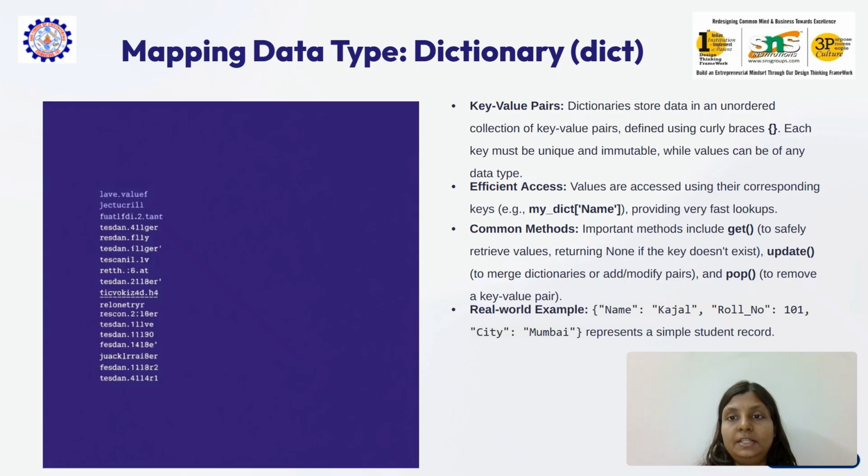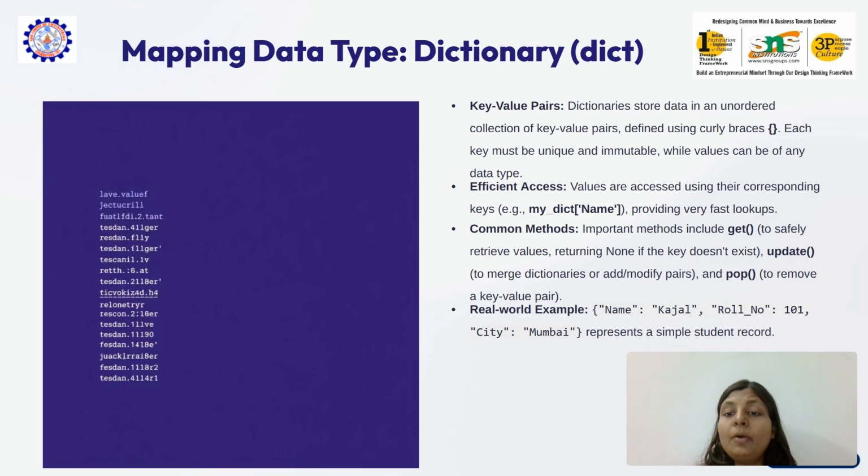Mapping data type, which we call dictionary. The key value base. Dictionaries store data in an unordered collection of key value pairs, defined using curly braces. Each key must be unique and immutable, while values can be of any type. Values are accessed using their corresponding keys. Example: my dictionary name, providing very fast lookups.